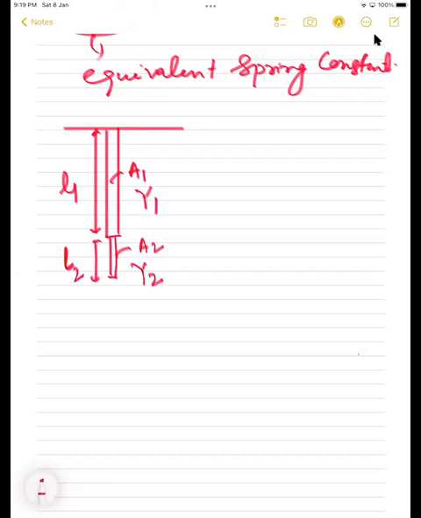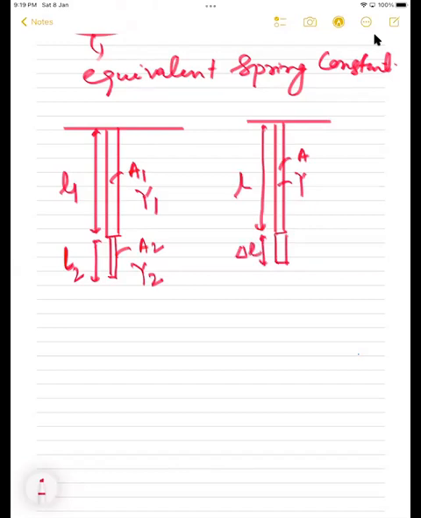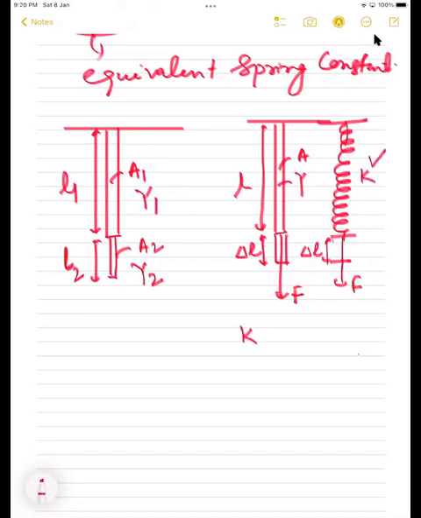Before that, I am giving one example. Then we can see the series and parallel combination, like resistances. A normal rod has length L, area A, and Young's modulus Y. You give some force and it elongates by delta L, and the force we are applying is F. So this part can be considered as a spring, elongating by delta L under force F, with spring constant K. And K is equal to area into Young's modulus by length. Is that clear or not?